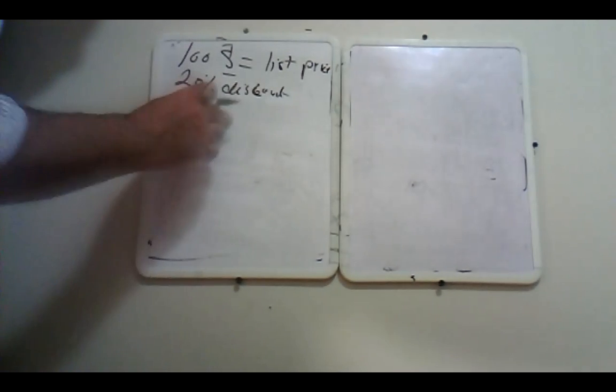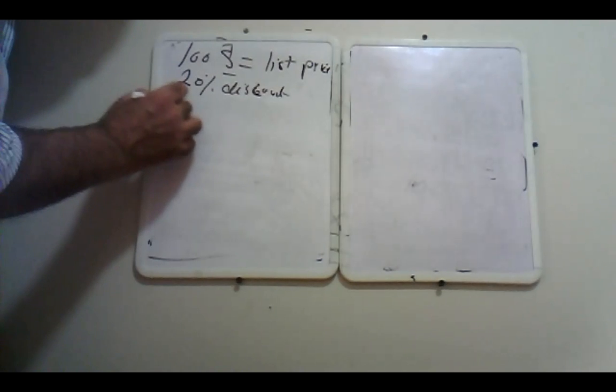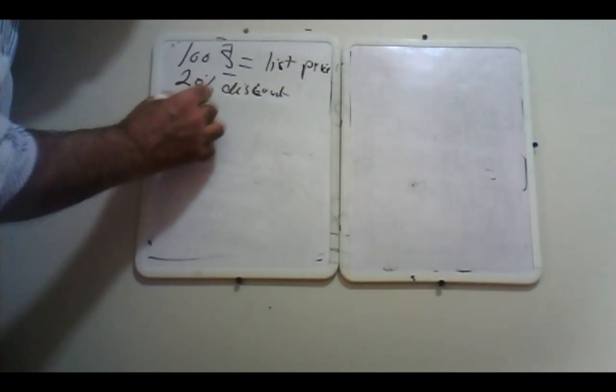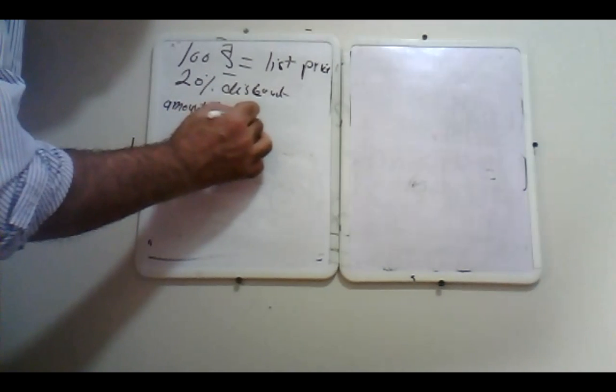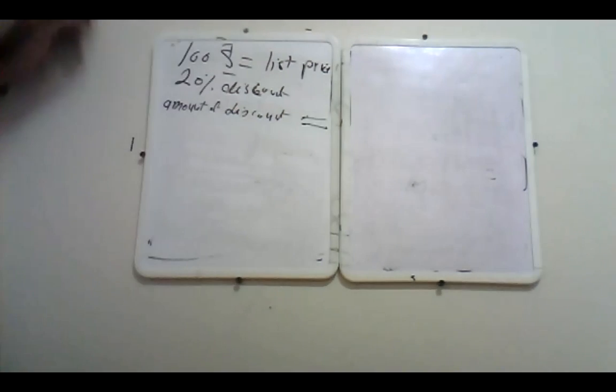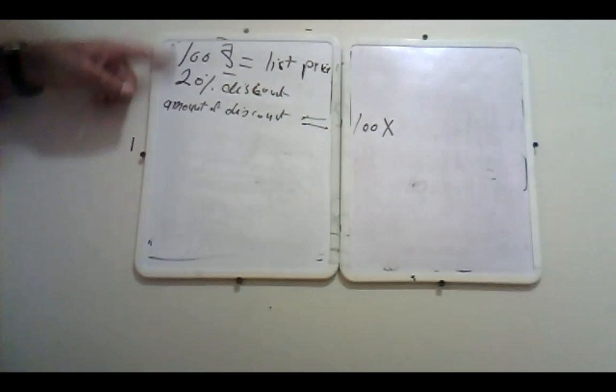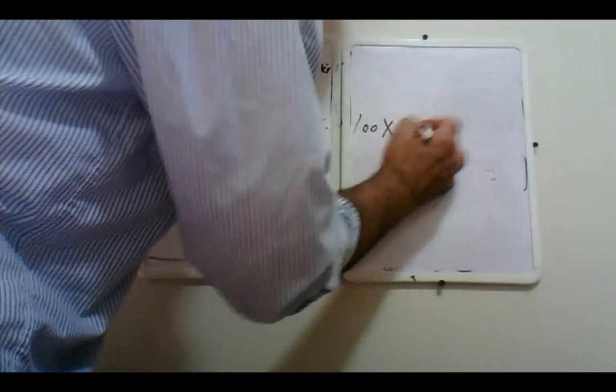So what you will pay is, first you will get the amount of discount, which equals the $100 multiplied by the 20%. It will give you $20.